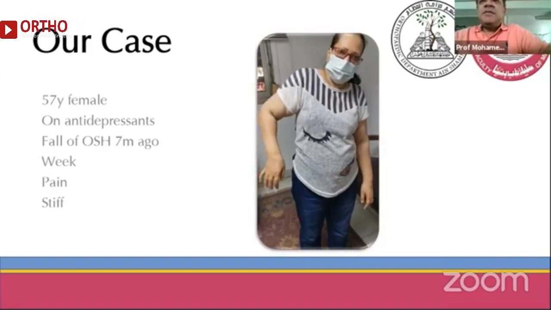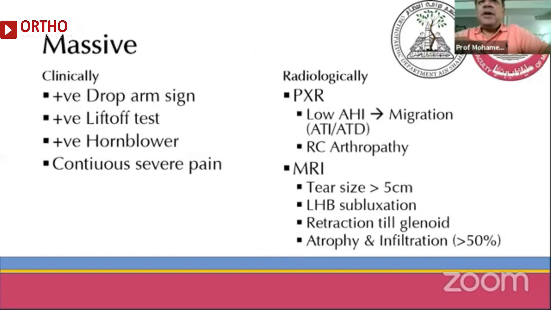Okay. Clear. So with the clinical examination, she has a positive drop arm, positive lift-off test, and positive hornblower. But actually the lift-off test was weak, not positive all the way. It was weaker than the other shoulder. And she had posterior pain. Radiologically, she has a little bit of migration, and she doesn't have an arthropathy on the plain X-ray.